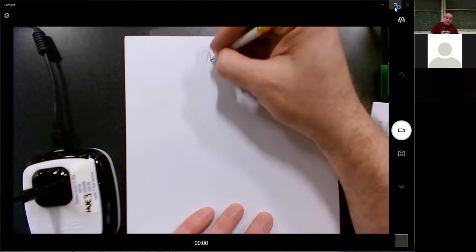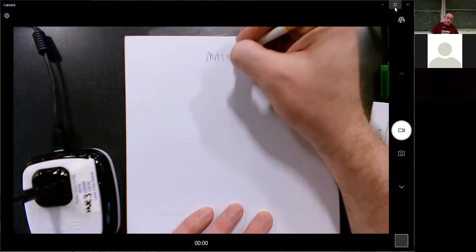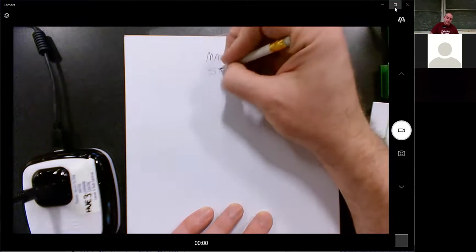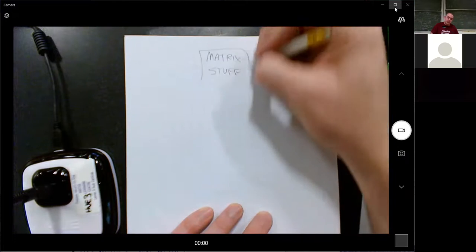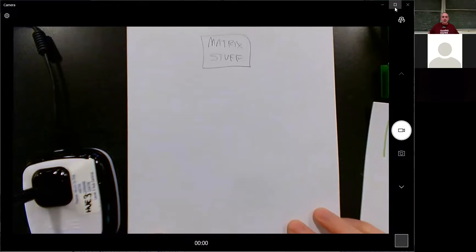Okay, I'm going to start with some of this stuff on matrices first and then move on to some other things. I don't know what to title it. It is called matrix stuff now.